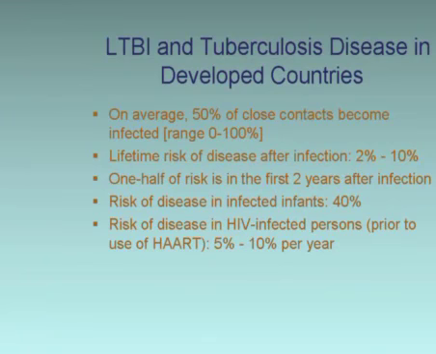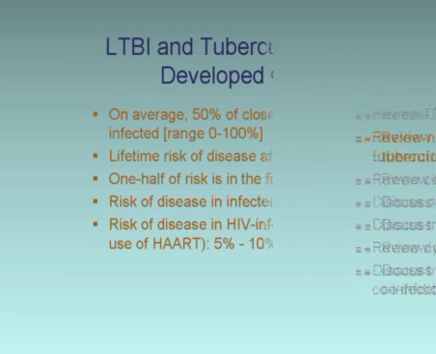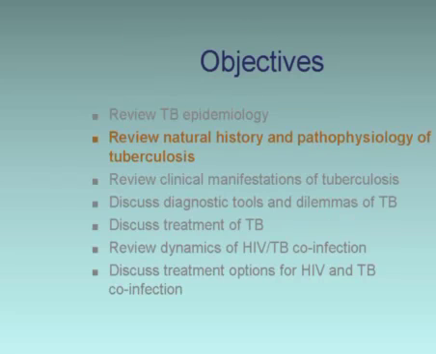And the risk of disease in HIV-infected people prior to the use of HAART, as I said, was 5 to 10% per year. It's much lower if they're on ARVs, but there is still a higher risk of them developing symptomatic TB compared to those who are HIV negative, even if these people are on ARVs. Okay. So that's a bit about the epidemiology. How common is it? How common is it in HIV positive people? And how common do they get sick?